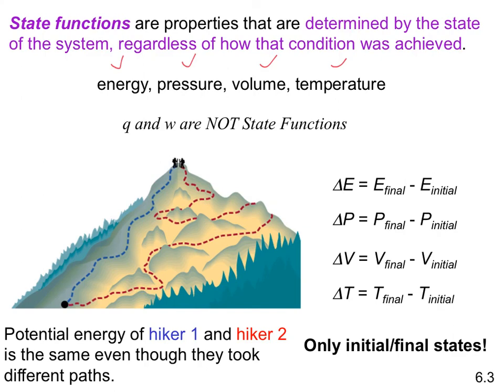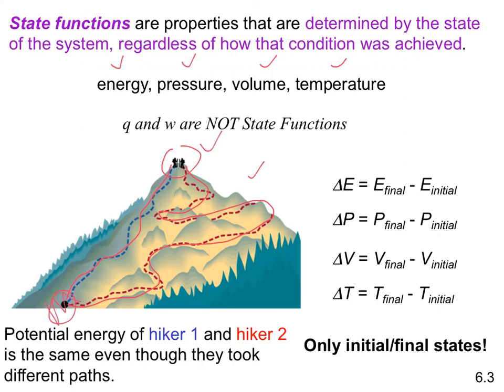If we look at this example here, these two hikers: the guy in blue who took the blue path took a pretty straightforward route, while the hiker with the red route took a more circuitous route to get to the top of the mountain. However, both of their changes of energy are going to be the same. Their potential energy is the same. Why? Because they're both in the same location. It doesn't matter that the red hiker took a whole lot longer and the trip probably took a lot more energy overall. All that matters is your final state.